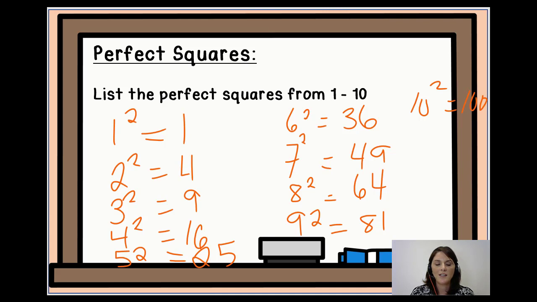Okay, so as you continue your list, 3 squared is equal to 9, 4 squared is equal to 16, 5 squared is equal to 25, 6 squared equals 36, 7 squared, 49, 8 squared, 64, 9 squared, 81, and 10 squared is 100. Of course, our list can continue and you could keep going, but in the interest of time, we'll stop there.